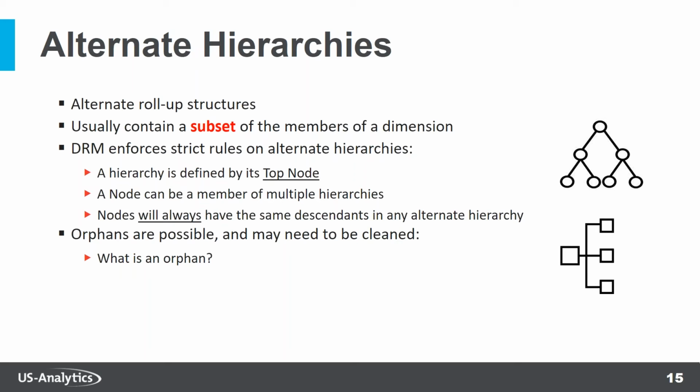A node will always have the same descendants in any alternate hierarchy, so it doesn't really matter. Anytime you take a member node and put it in any kind of structure, it'll always have its children follow, always. And orphans are possible. You may need to clean those up every once in a while. I'll talk to you in a second about what an orphan really is, but this is just going to give you an idea of what an alternate hierarchy might look like.